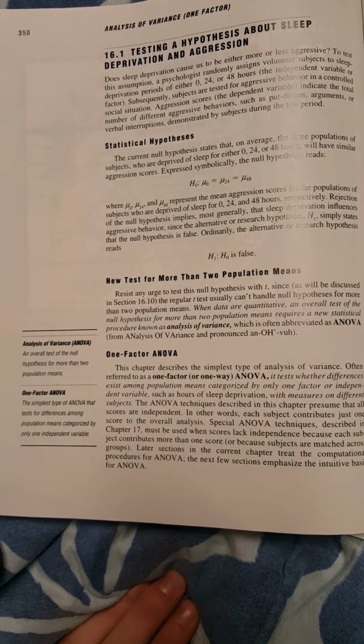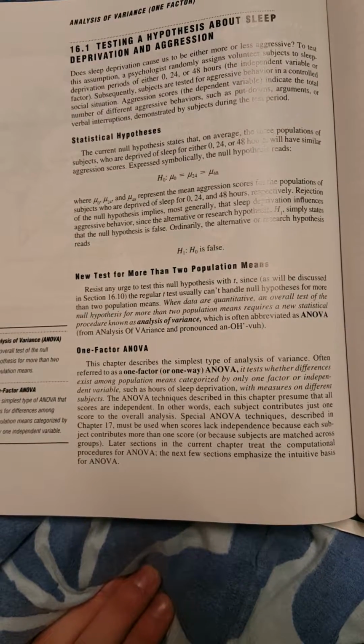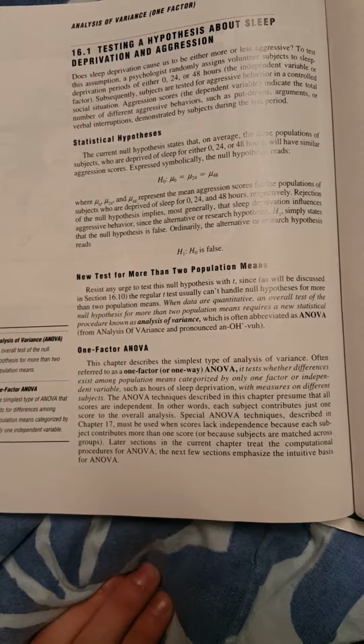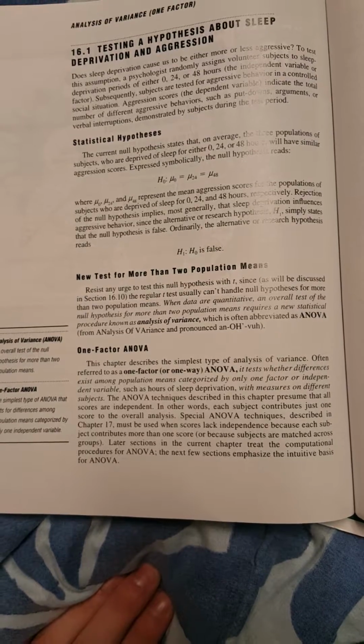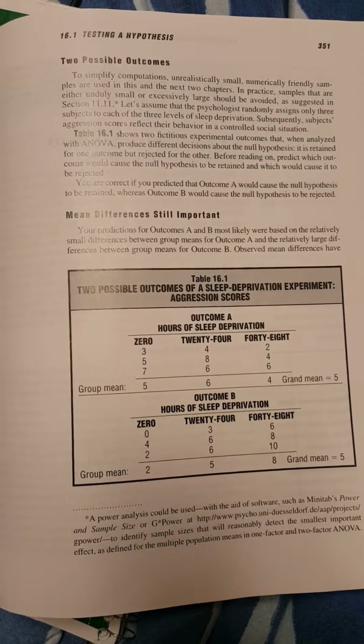One factor ANOVA is the simplest type of ANOVA that tests for the difference among population means categorized by one independent variable. ANOVA testing can result in two possible outcomes. Observed mean differences.